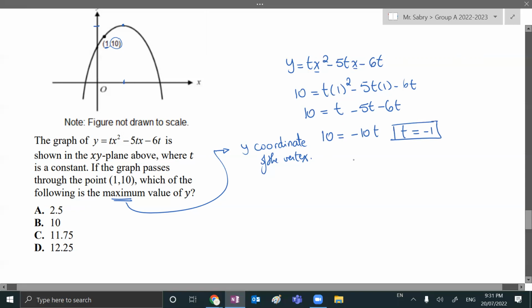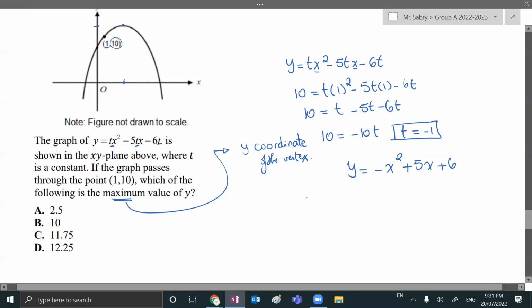Now I have the value of t, which means I have the actual equation: y equals negative 1x to the power of 2 plus 5x plus 6. Because once you substitute the t with negative 1, it will change the signs of all the terms.